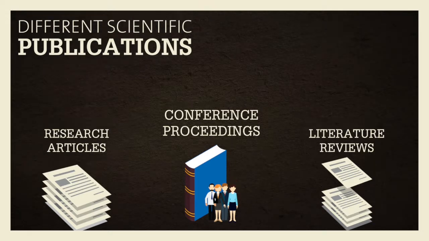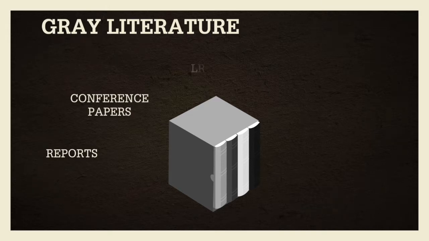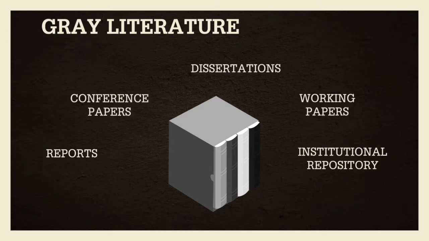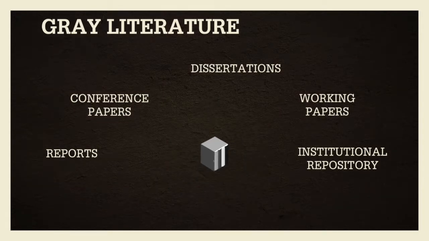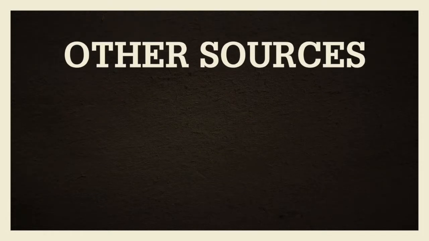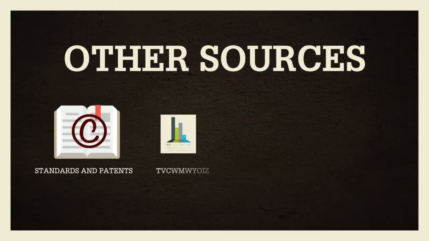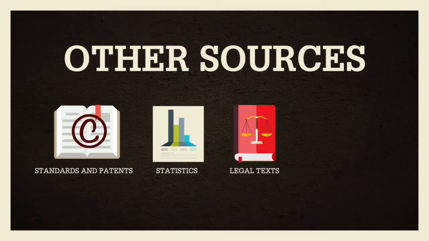Gray literature refers to anything that is published outside of commercial publishing channels: reports, conference papers, dissertations, working papers, institutional repositories, etc. They are published with a few copies and can usually be directly consulted where they were produced: university, organizations, businesses. There are also standards, patents, statistics, audiovisual resources, legal texts, market research, etc.